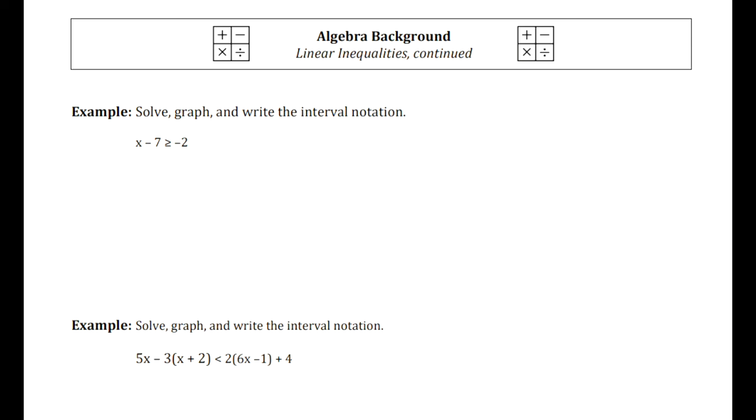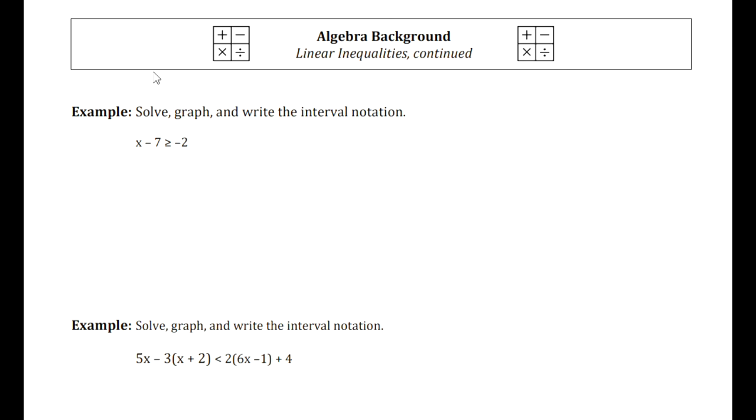In this video, we'll practice with more linear inequalities. In this example, x minus 7 greater than or equal to negative 2, we want to solve, then graph, and then finally write the interval notation for the solution set. So to solve an inequality means to isolate the variable.